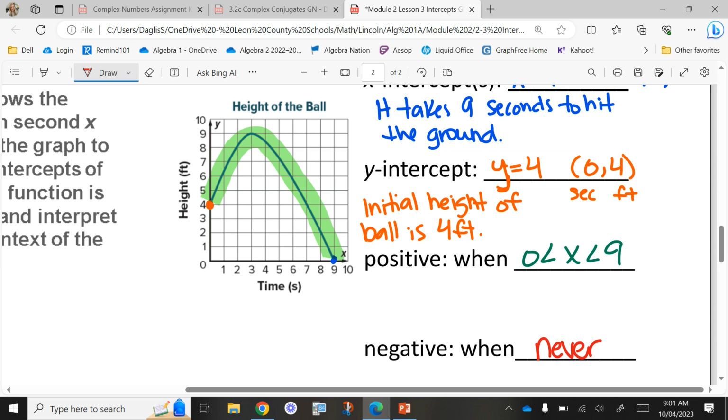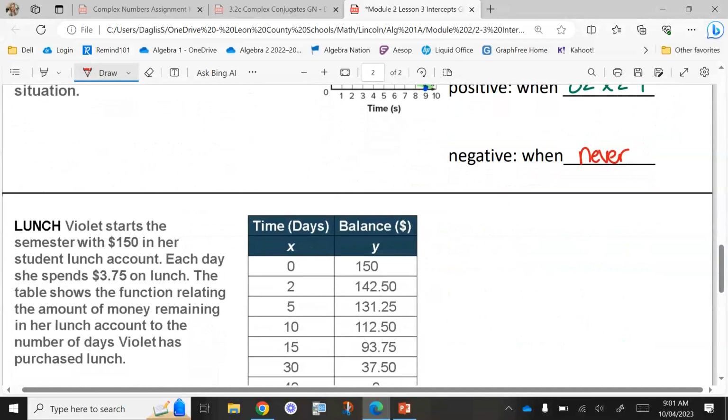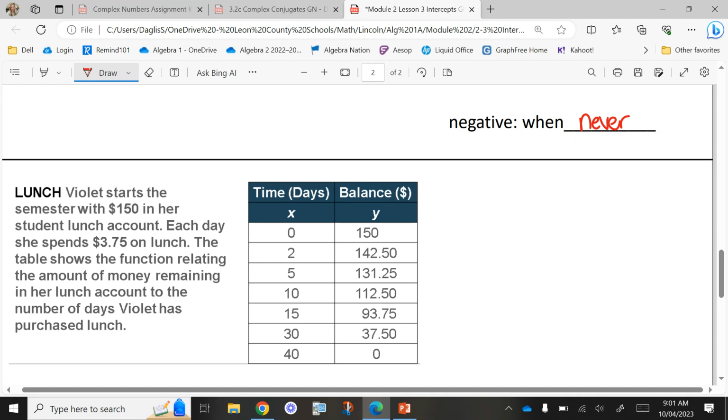Yeah? Another one? Okay. Here we go. Now we have a table. All right, lunch. Violet starts the semester with $150 in her student lunch account. Each day she spends $3.75 on lunch. So we can see that happening on the Y scale over here. The table shows the function relating to the amounts of money remaining in her lunch account to the number of days Violet has purchased lunch.